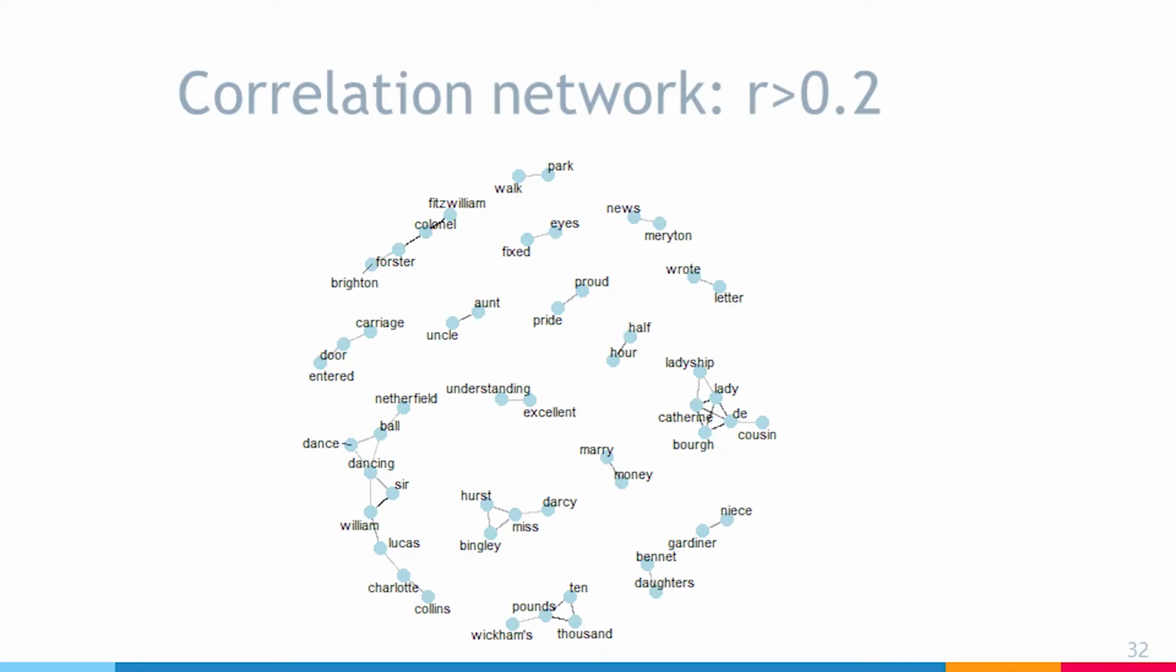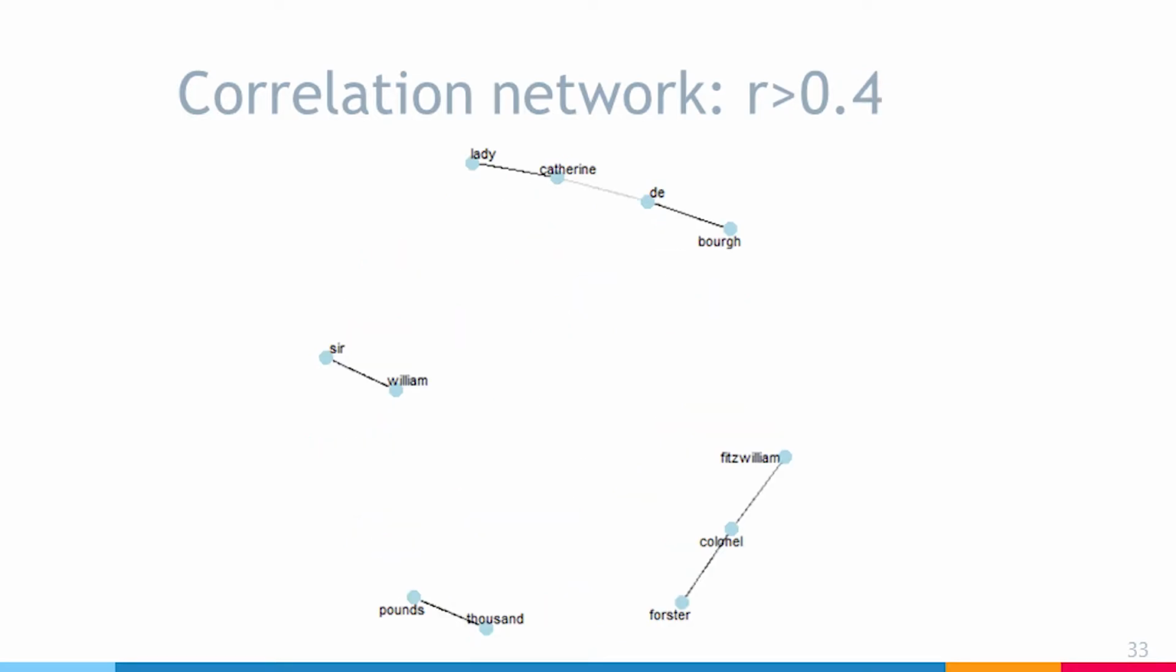So at 0.2, I've got lots of little networks, lots of little relationships between pairs of words. Aunt and uncle appear there, proud and pride, half an hour. And then if you go to 0.4, now you can see there's very few pairs of words that have correlations of 0.4 or higher. And 0.4 would be considered a moderate size, like medium. It's not massive, but it's not teeny tiny. 0.2 wouldn't be teeny tiny, but it would be on the smaller end. So just a way for you to visualize what's going on.